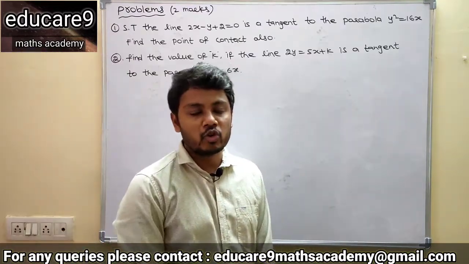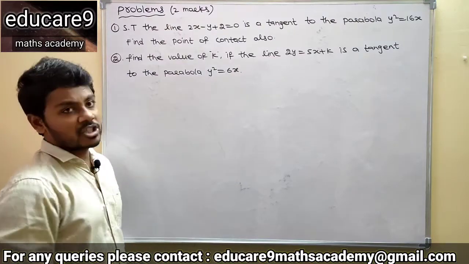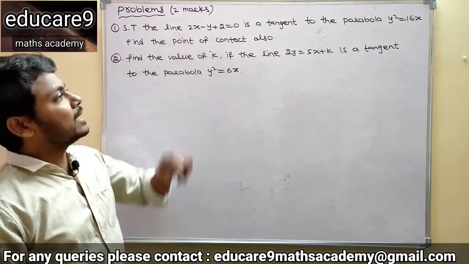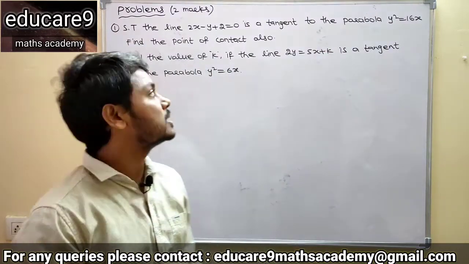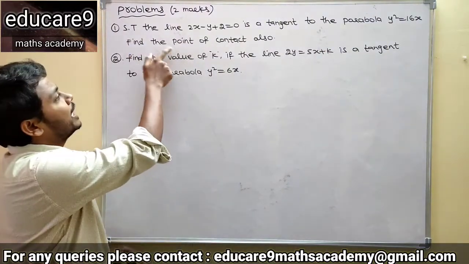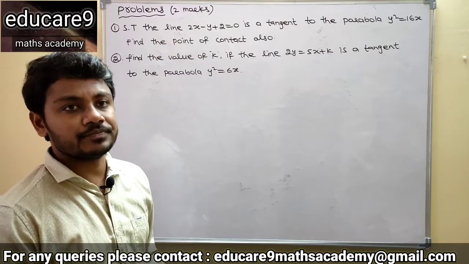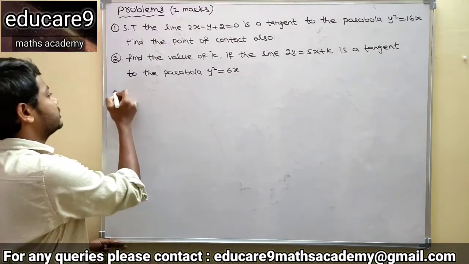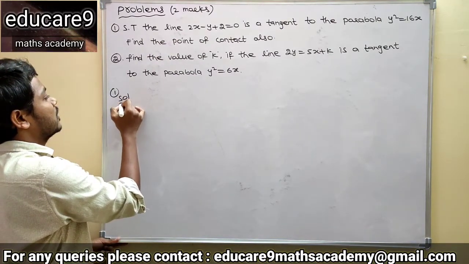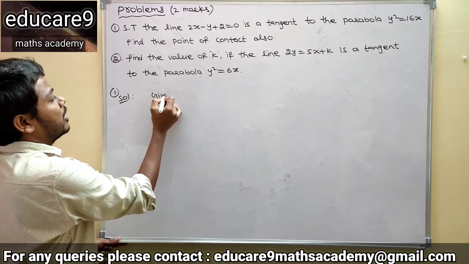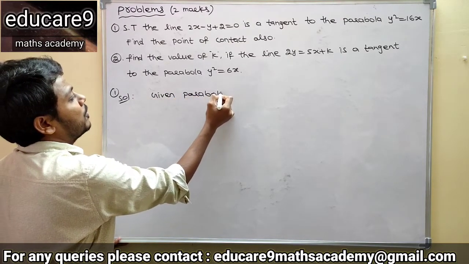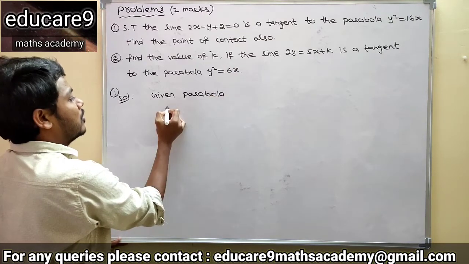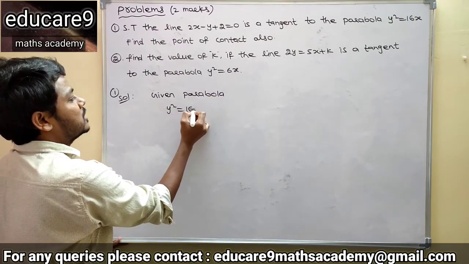Now we will discuss a few 2 marks problems. So see the first one. Show that the line is a tangent to the parabola y square equal to 16x and find the point of contact also. So see the solution. Given parabola, so what is the given parabola? Y square is equal to 16x.